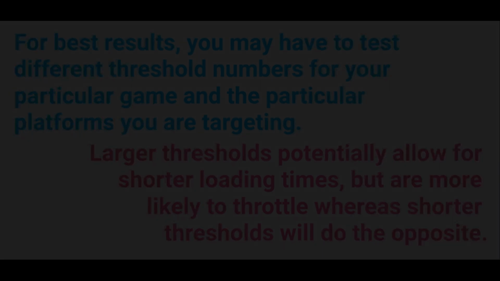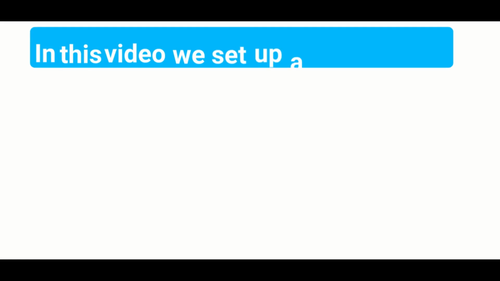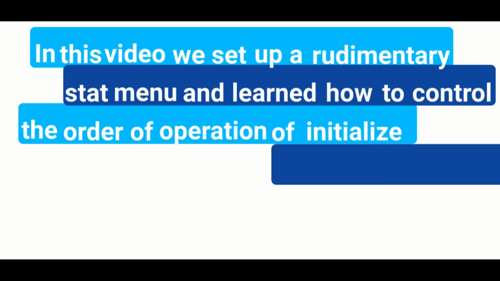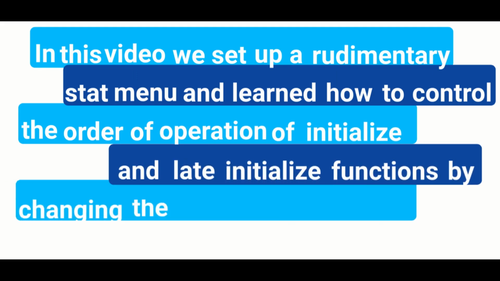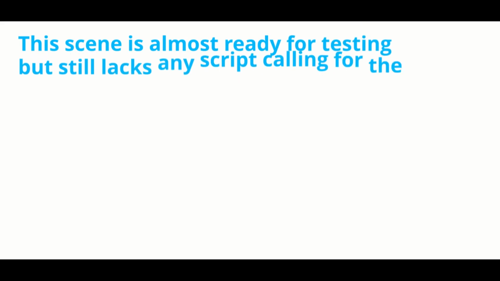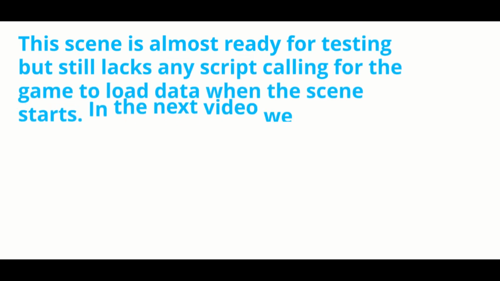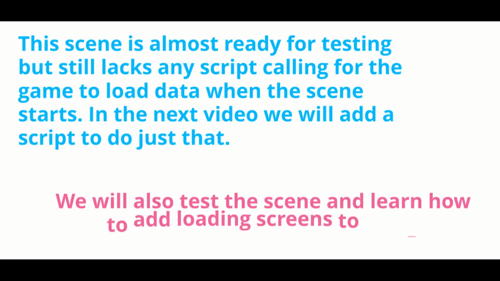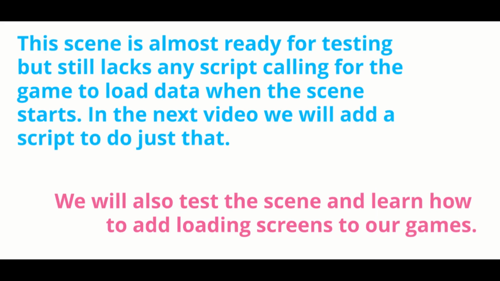In this video, we set up a rudimentary stat menu and learned how to control the order of operation of initialize and late initialize functions by changing the initialization weights. This scene is now almost ready for testing, but still lacks any script calling for the game to load data when the scene starts. In the next video, we will add a script to do just that. We will also test the scene and learn how to add loading screens to our games.